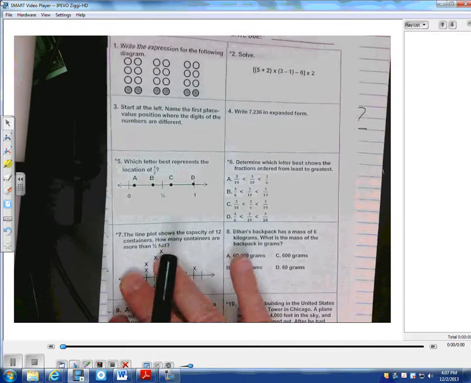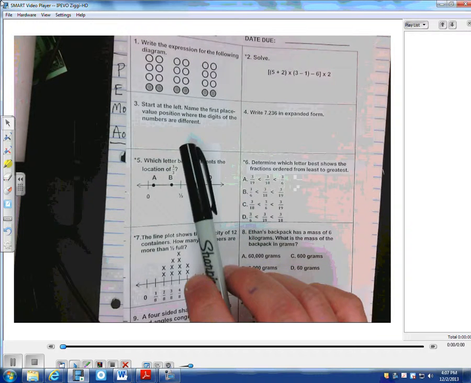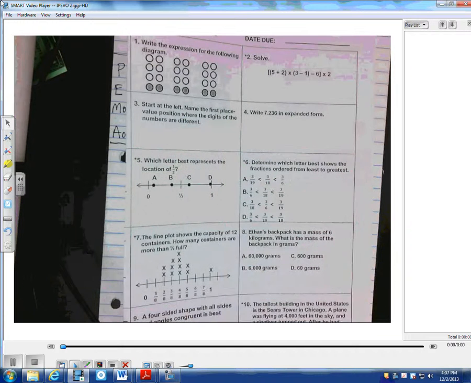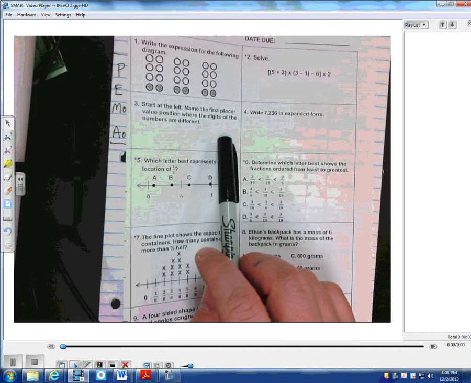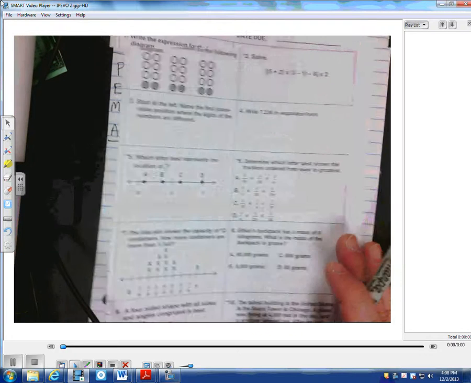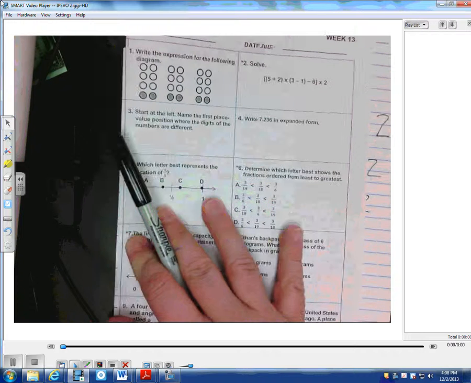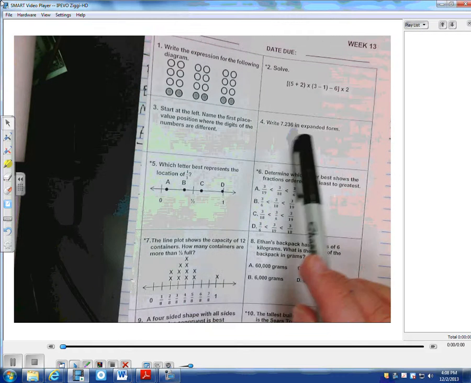Number 3 on this review sheet, I don't know if I have one that's not updated, but we cannot do this problem because we don't have enough information. So it's to start at the left, name the first place value position where the digits of the numbers are different. So I'm going to skip number 3 for now. That's something we can work on here at school. Okay, so we're skipping 3, we're going to 4.